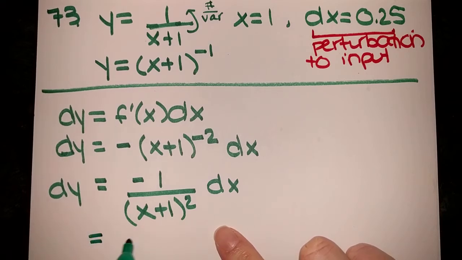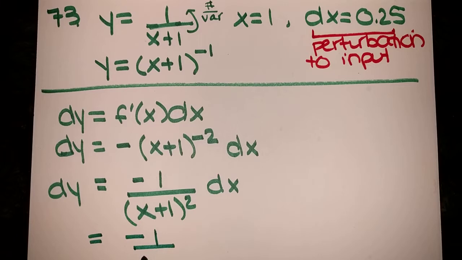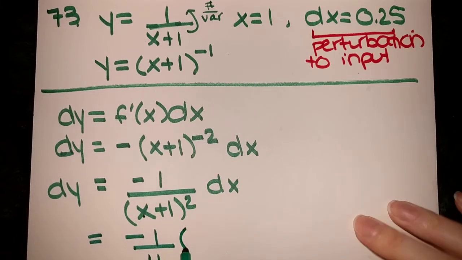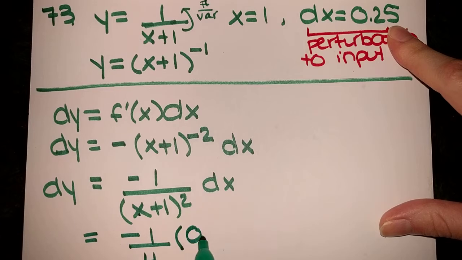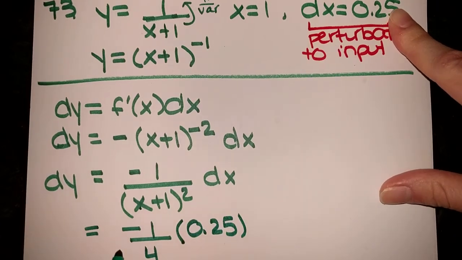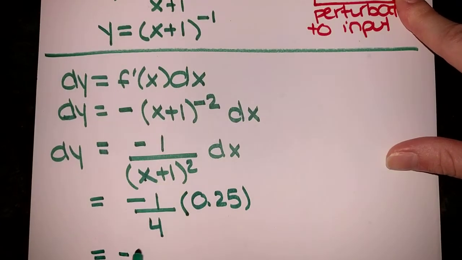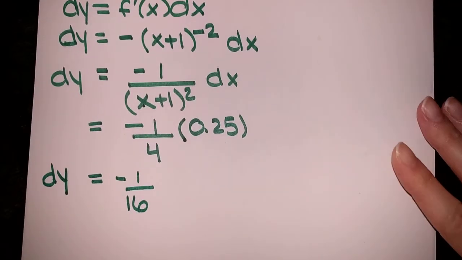So what will happen, I plug in my x is equal to 1, so I get 2 squared, that gives us 4. And then the dx is 0.25, so we're looking at negative 1/4 times 1/4, we get negative 1 over 16 for our dy.